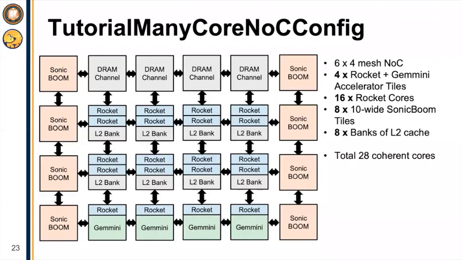Oh, the clone tiles. Yeah, so the way clone tiles works is you create one normal tile, whether it's a Rocket tile or a BOOM tile, and then you add a bunch of cloned copies of that tile on top of each other. If you look inside the tutorial many-core config, you'll see a line where it's like with one Rocket tile, and then it adds 3 copies of it. Collectively, you'll have 4 copies of the same tile. It's a little bit finicky to use right now, but the API does work, and it allows you to build these large designs very quickly.